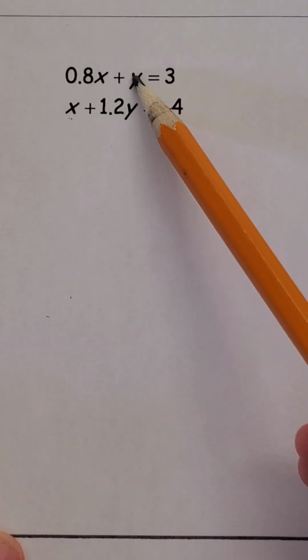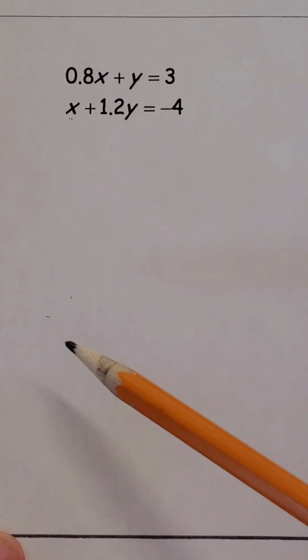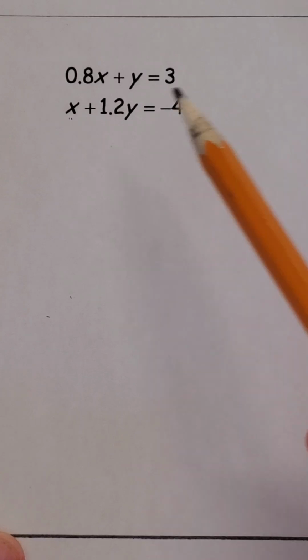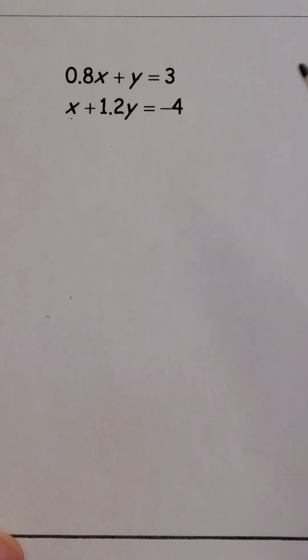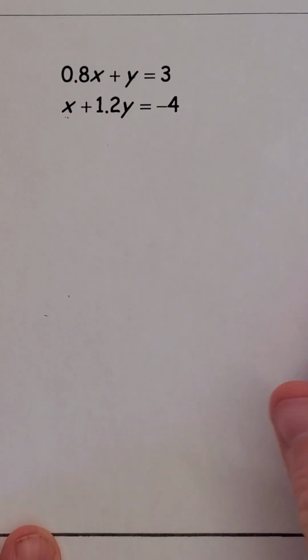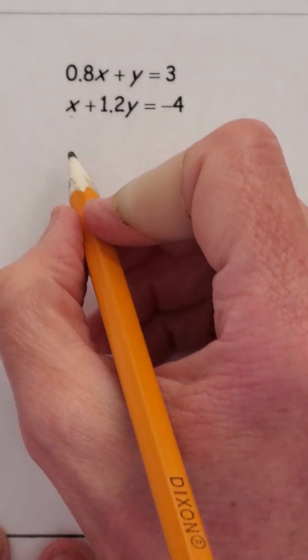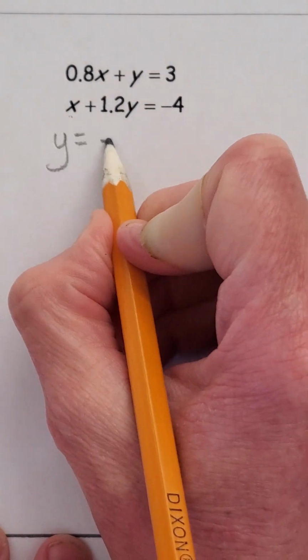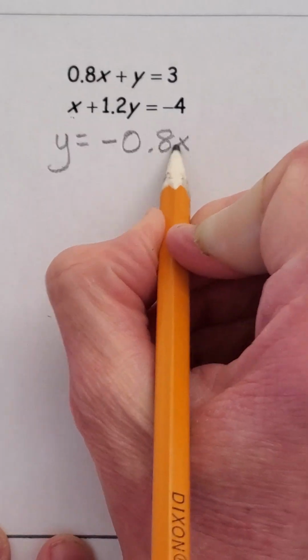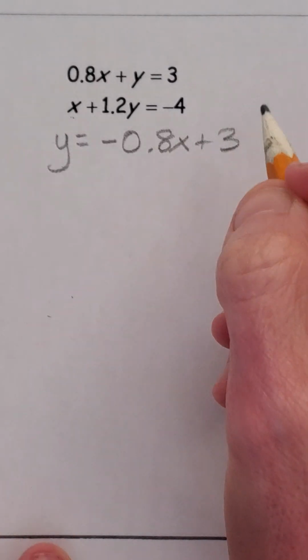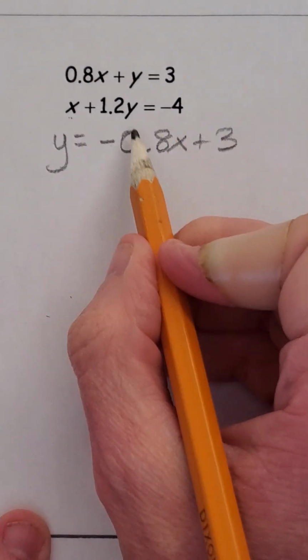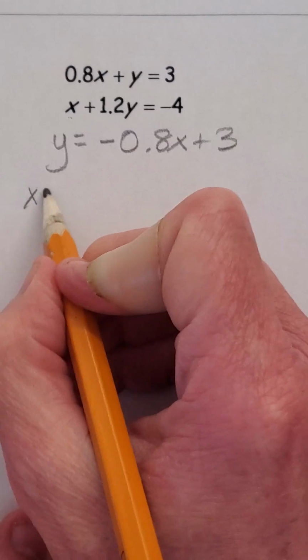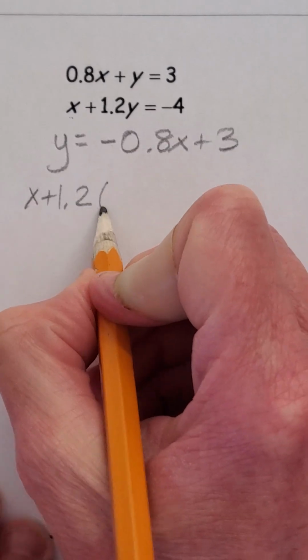You could isolate y in equation 1 and substitute it into equation 2, or you could isolate x in equation 2 and substitute it into equation 1. So entirely up to you. I'm going to use substitution for this one just to mix it up a little. So I'm going to isolate y in equation 1 and make sure I take that expression and substitute it in here.